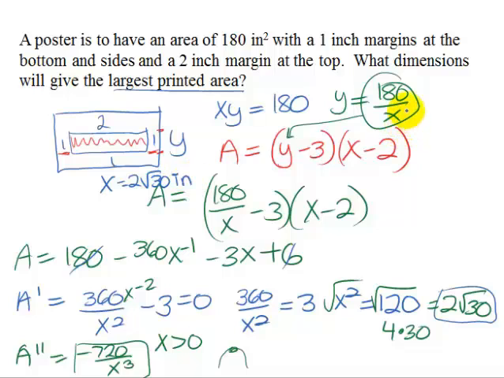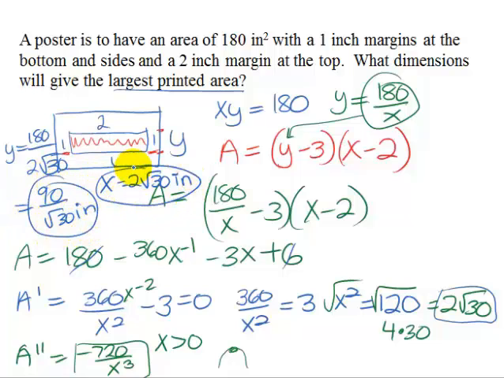And then we could find the y if we take, I'll put it over here, 180 over the 2 square roots of 30. So that's going to be 90 over square root of 30 inches. And again, we could get a decimal approximate if we needed it.